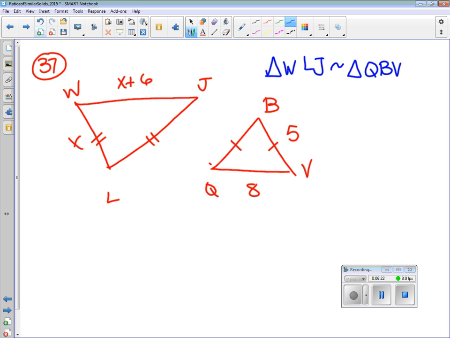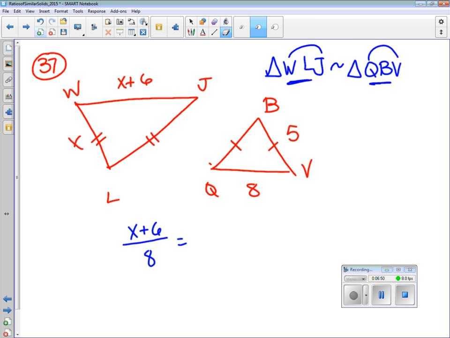So what does WJ correspond to in the other triangle? QV. So I'm going to say that x plus 6 over 8 is equal to, are we good so far? And then I would say x, what does LW correspond to? QB, well, QB is the same as 5. Sorry, x over 5. When I cross multiply here, do I have a quadratic like I did on the quiz? So it's not an extra credit situation. So let's go ahead and try to solve it, okay?